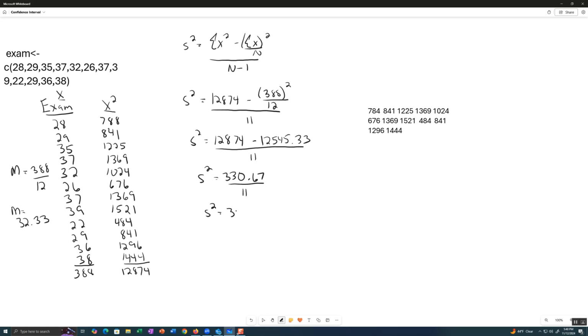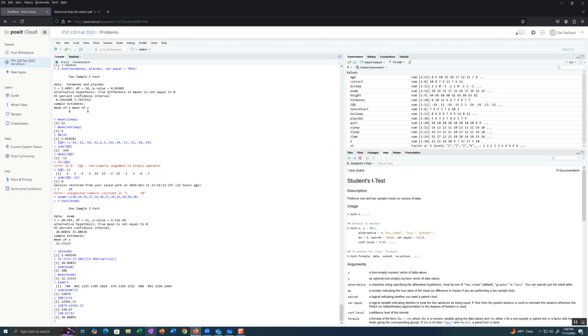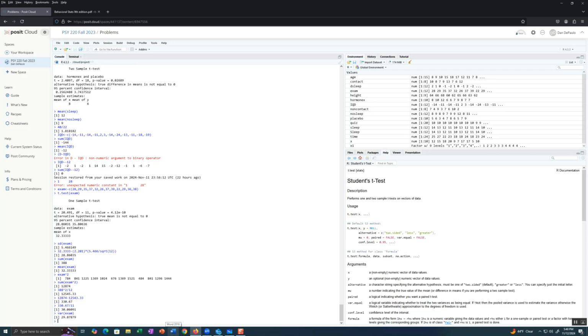And then I will double check that in R. So let's do the variance of this. So I'm a little bit off due to rounding error here, which is okay. There's just some rounding error.